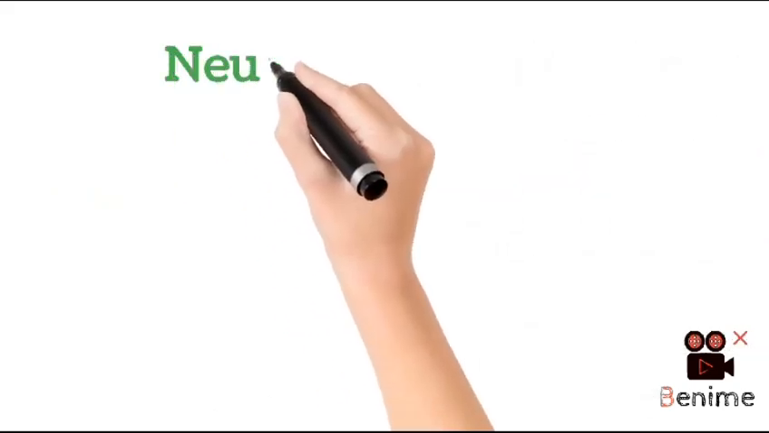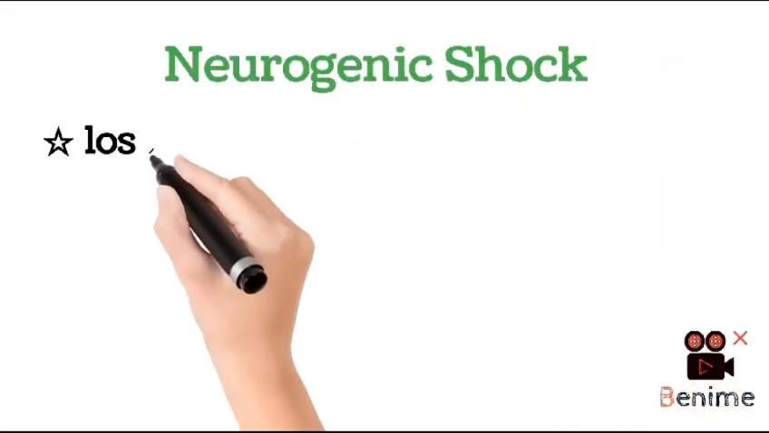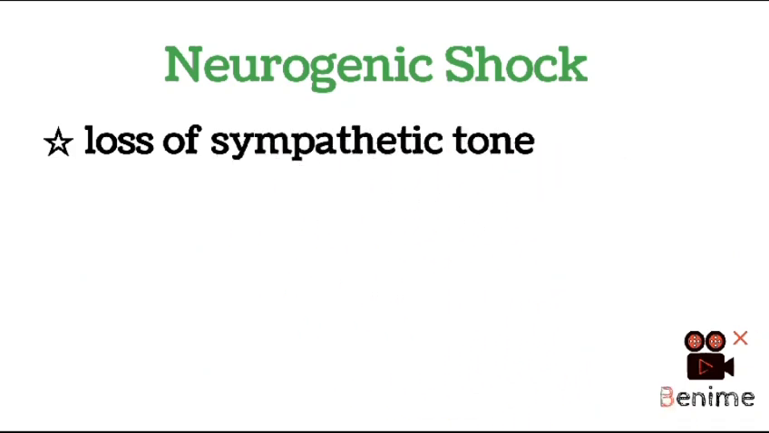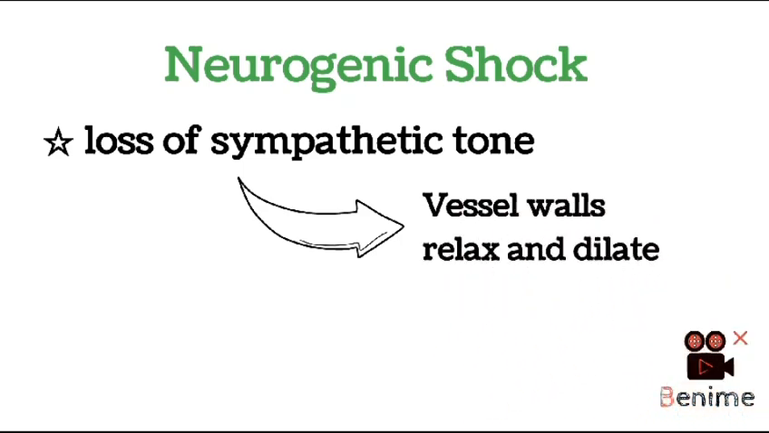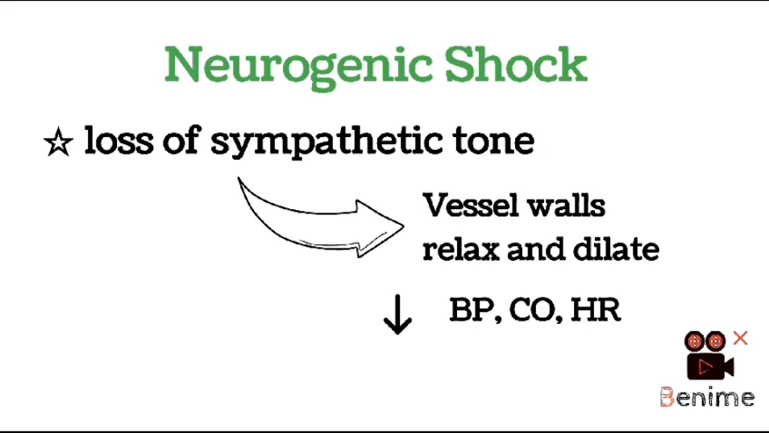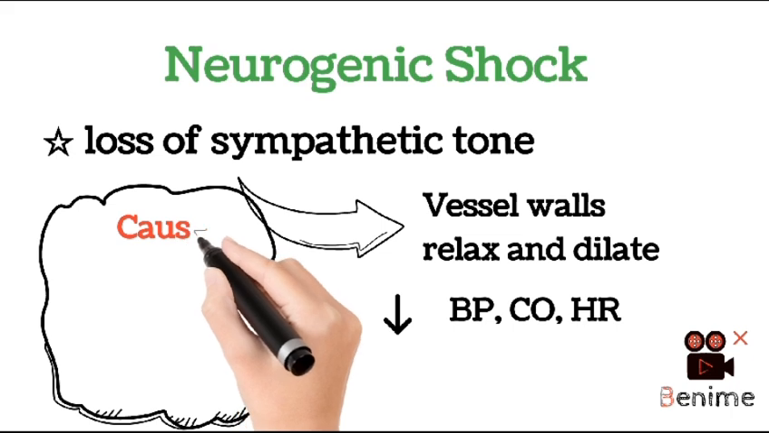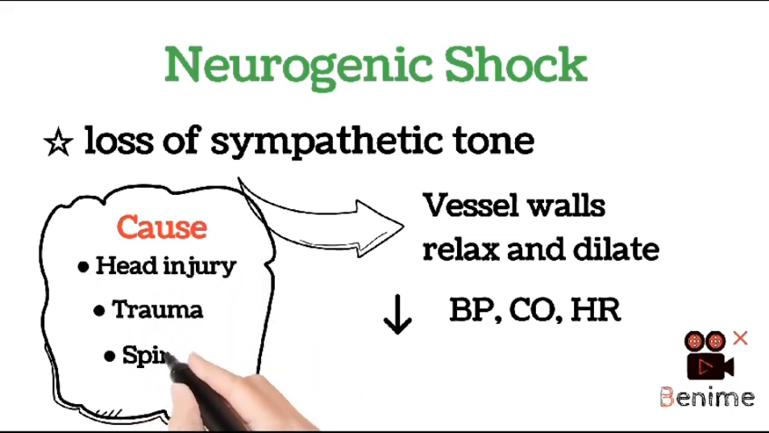Neurogenic shock. Neurogenic shock is a combination of both primary and secondary injuries that lead to loss of sympathetic tone and thus unopposed parasympathetic response driven by the vagus nerve. Vessel walls relax and dilate because of the parasympathetic nervous system. As a result, blood pressure, heart rate, and cardiac output decrease. Cause: head injury, trauma to the spinal cord, and spinal anesthesia.